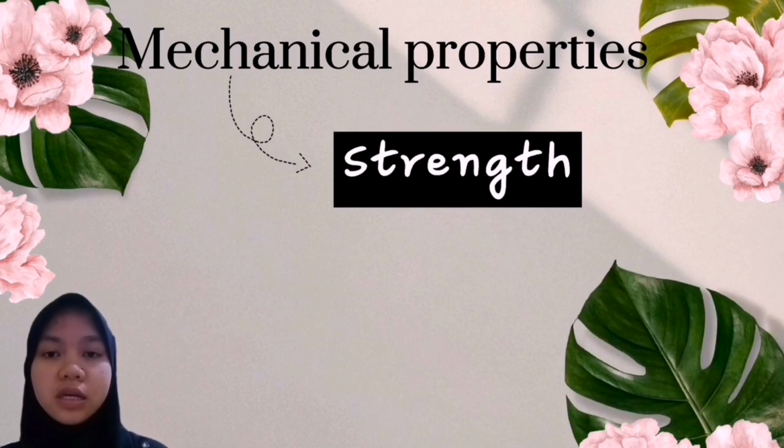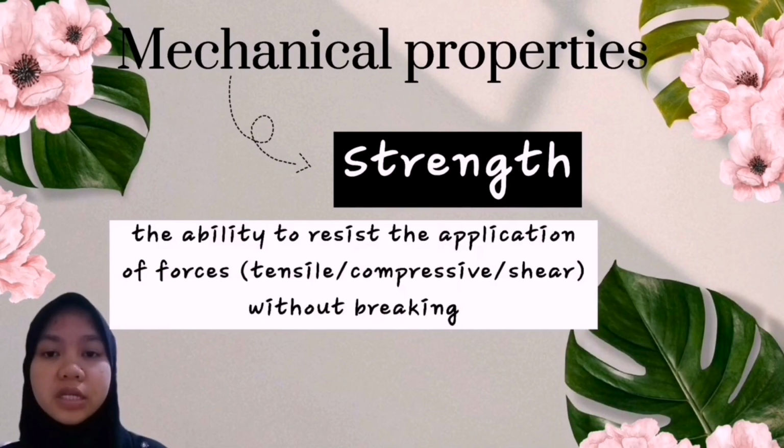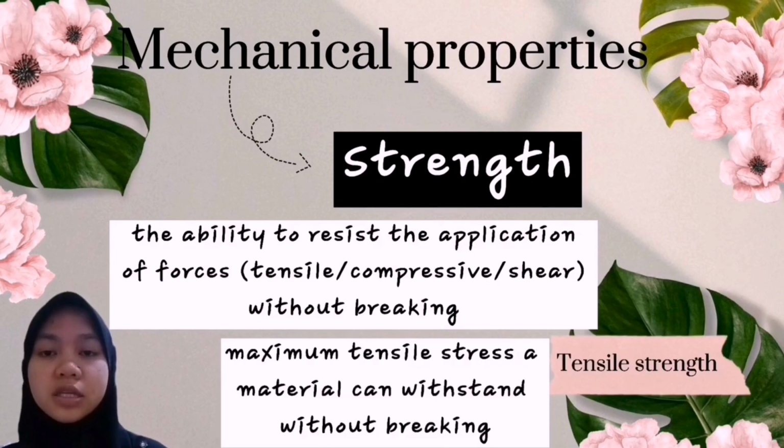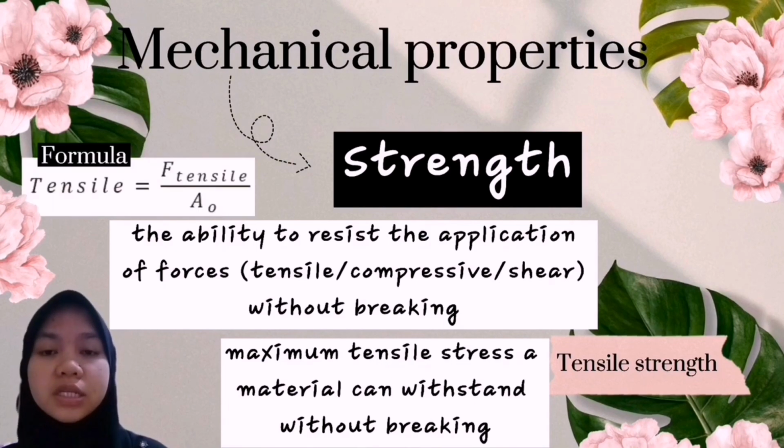The last one is strength, which is the ability to resist the application of forces like tensile, compressive, or shear without breaking. Tensile strength is the maximum tensile stress a material can withstand without breaking. The formula is tensile strength equals F tensile over A. Often, it is not the strength of the material that is important in determining the situation in which a material can be used, but the value of the stress at which the material begins to yield. For example, deform.